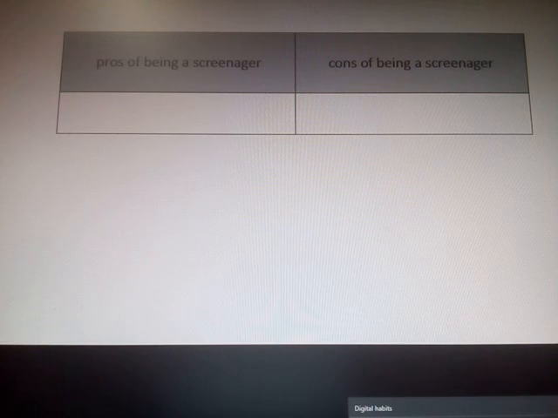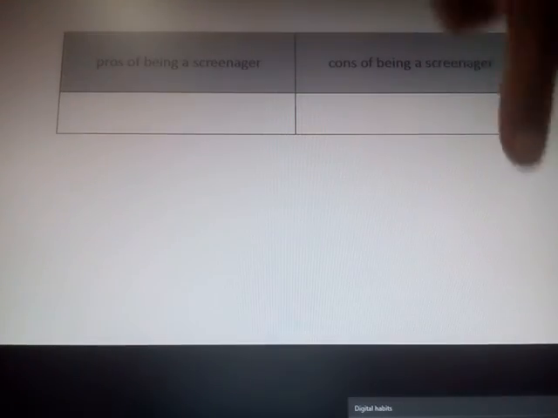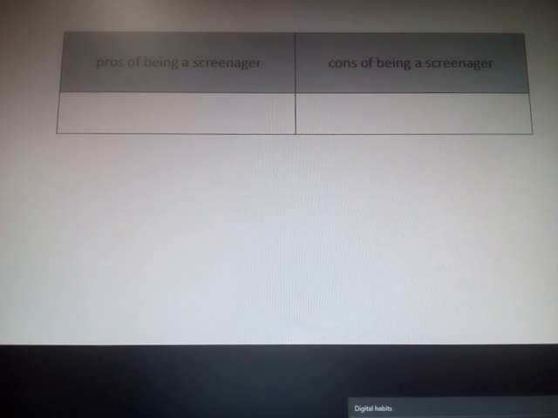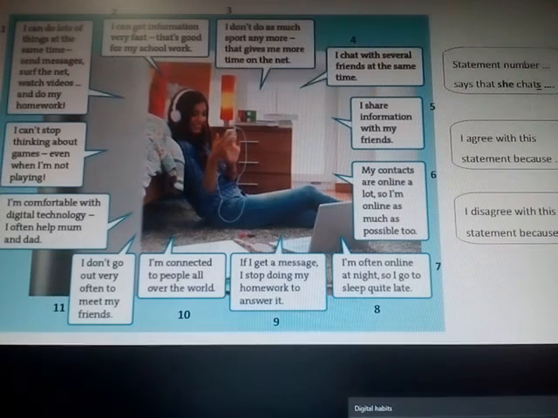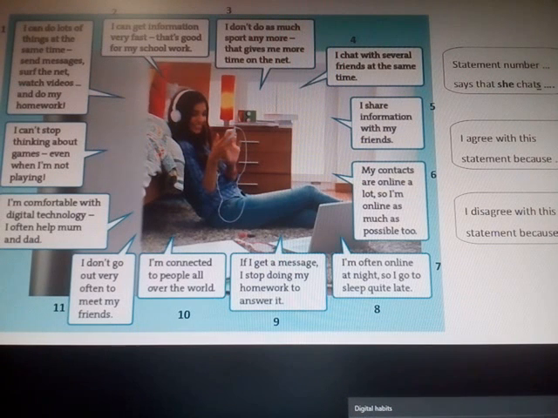Now I want you to make a table. It's also in the book, on page 83, exercise 2. So this is a table, and I want you to sort all the 13 statements into this table, like pros and cons of being a screenager. Like what is good about it and what is not so good about it. So when we go back, I'll give you an example.